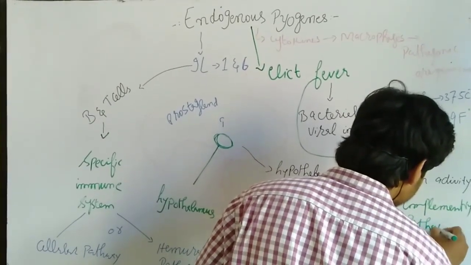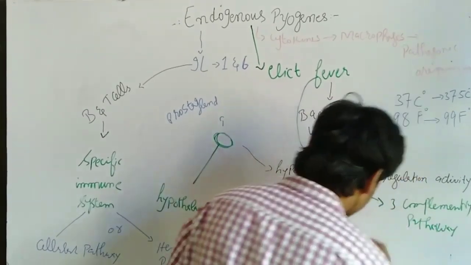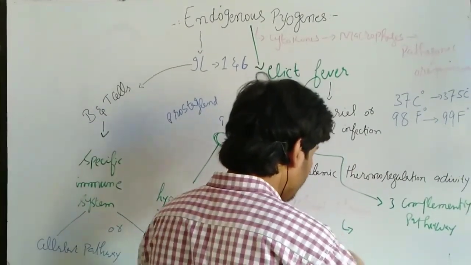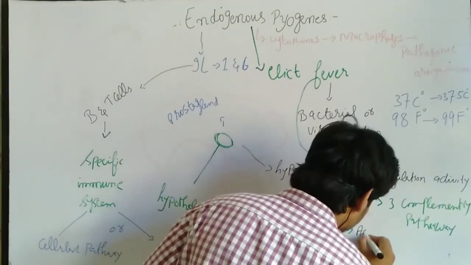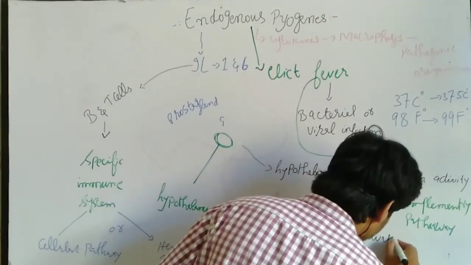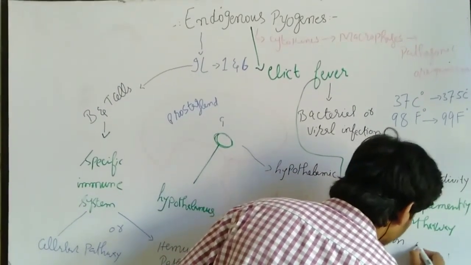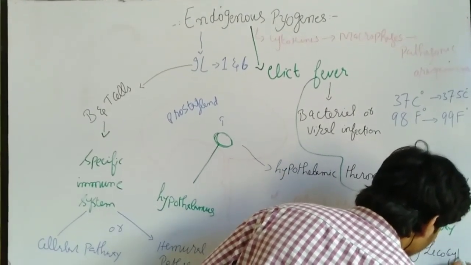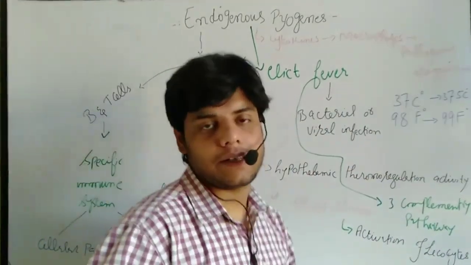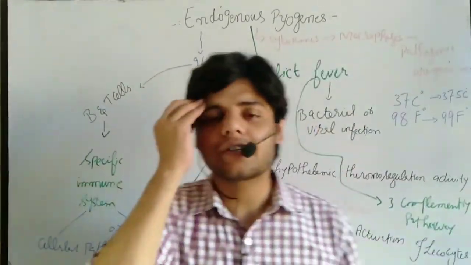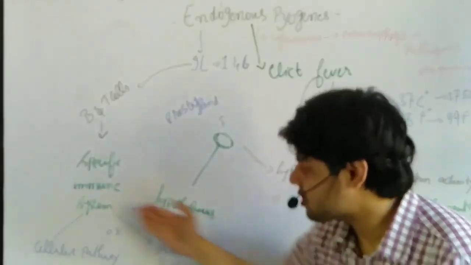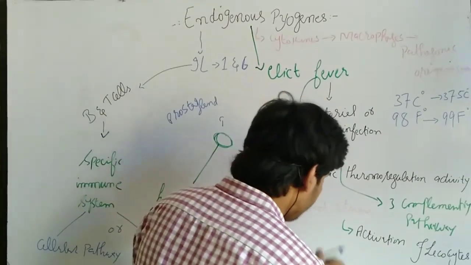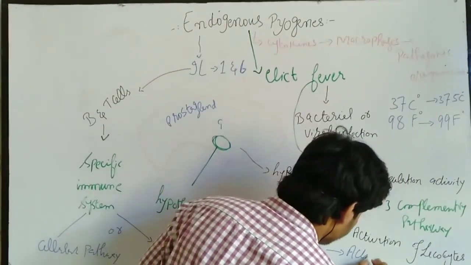Now the first is activation of leukocytes. Leukocytes means B cell and T cell. Now once leukocytes are activated, the same process happens as I explained, and the process is under control. Second, we have activation of specific immunity.